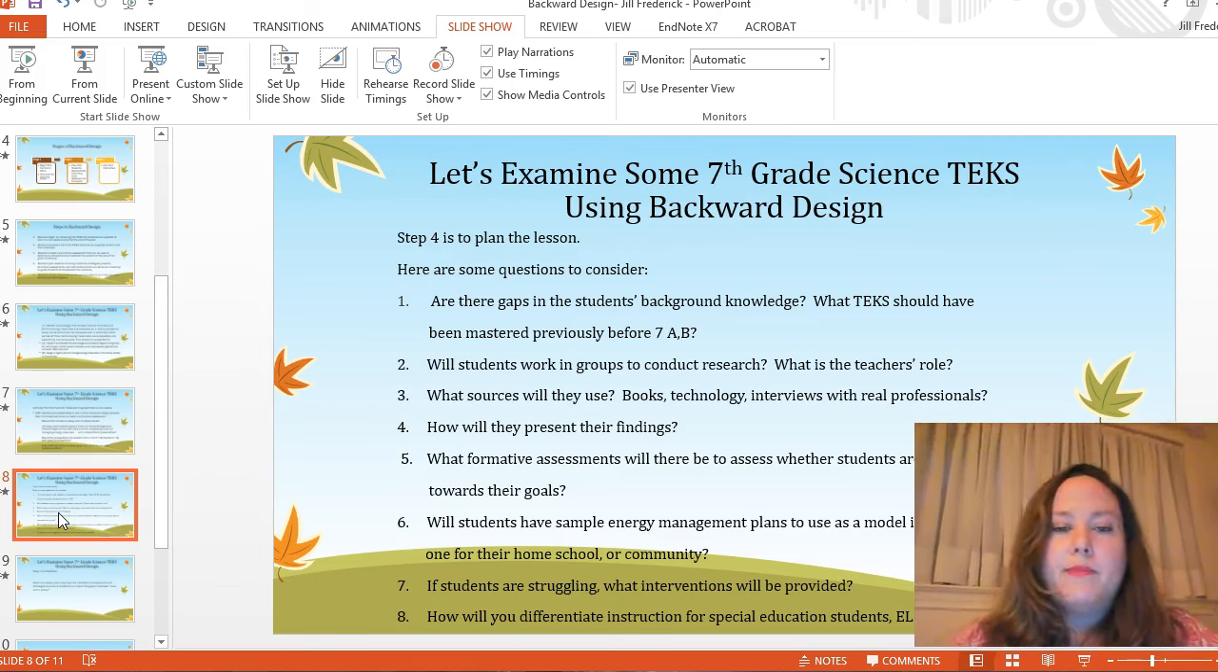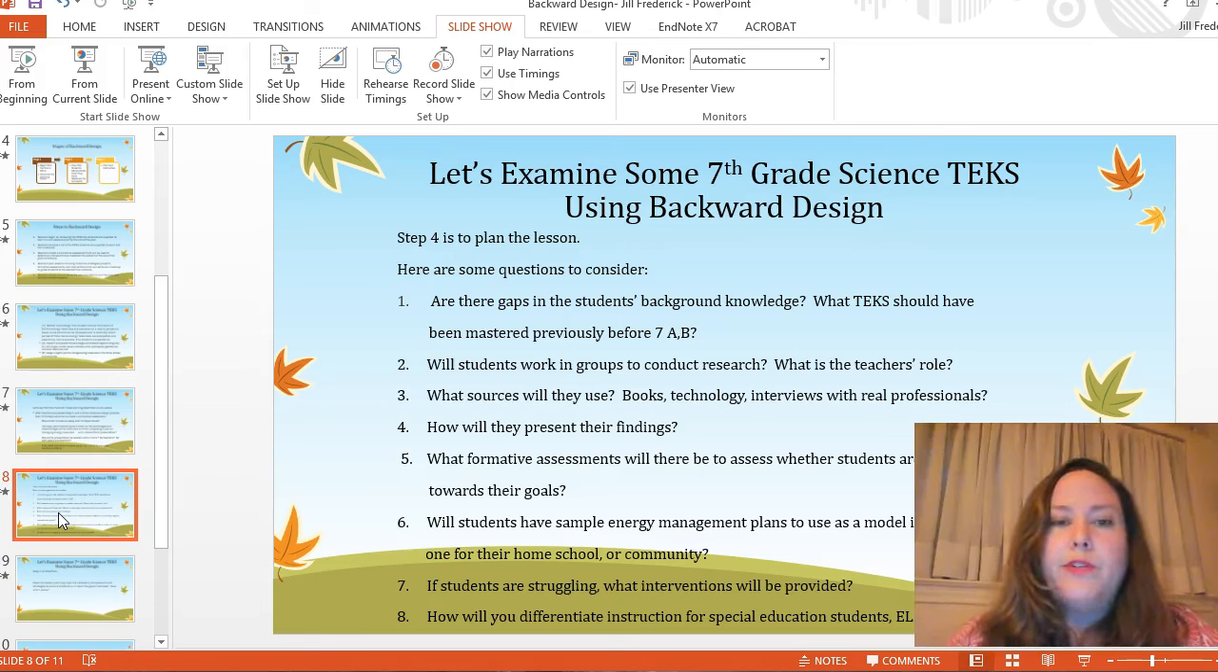What formative assessments will there be to assess whether students are making progress towards their goals? What will that look like? Will that just be questioning? Will that be students taking short quizzes or using sentence stems to complete sentences on their thoughts about what they've learned as the process goes along? Will students have sample energy management plans to use as a model in order to create one for their home, school, or community? If students are struggling, what interventions will be provided?